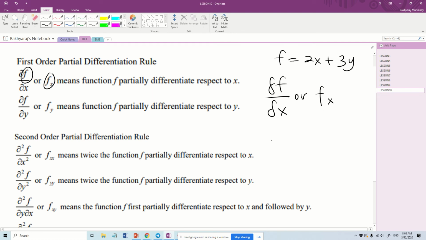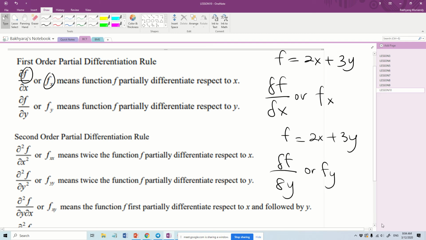And the same goes when you differentiate the same function, let's say I put 2x plus 3y. This time I want to differentiate with respect to y, then I put delta f over delta y, or I can put f_y. f_y considers that I already differentiated with respect to y. That is what we call first order partial differential.